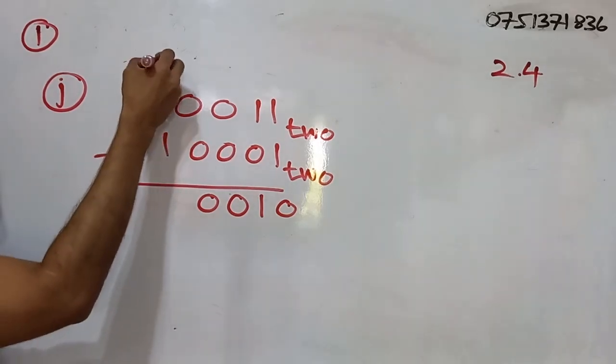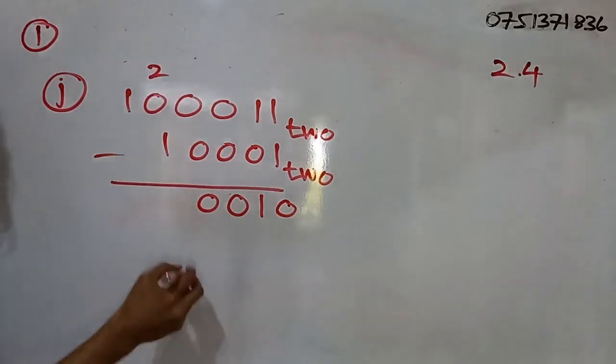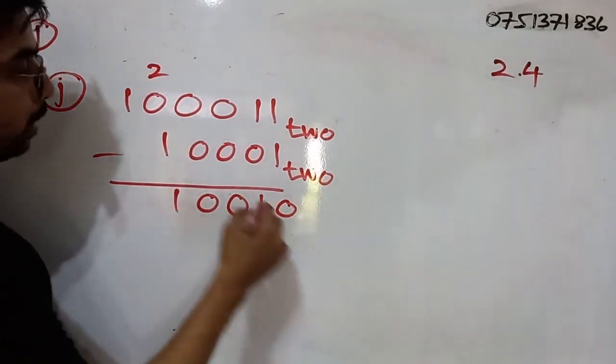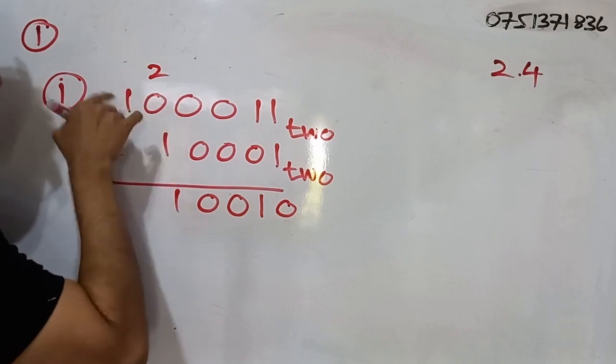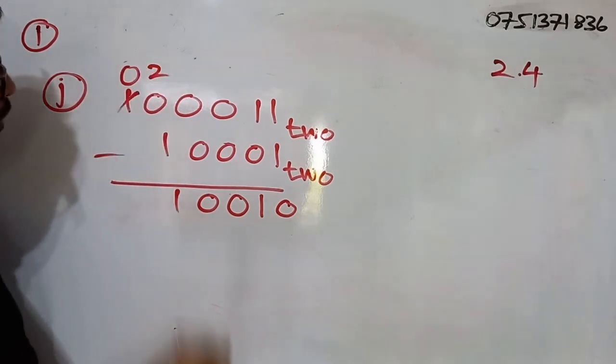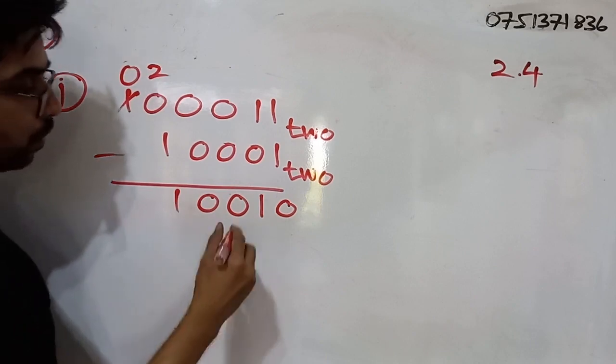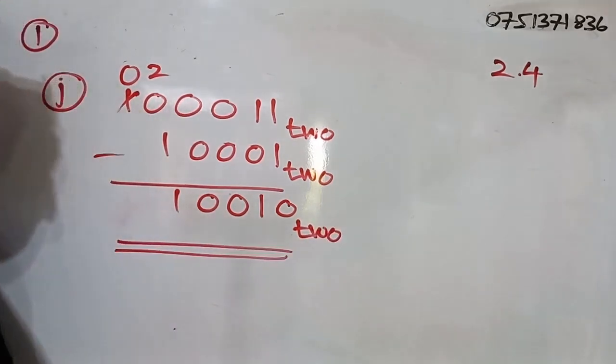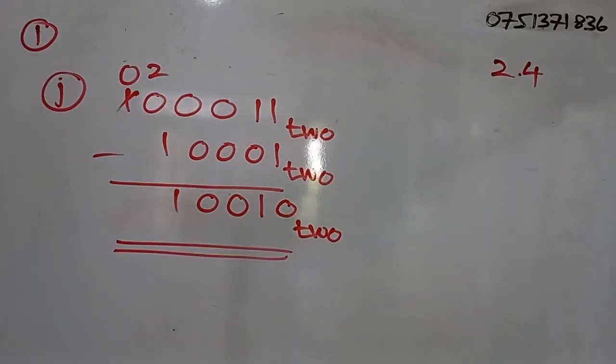So then this 0 becomes what? 2. 2 minus 1, we get a what? 1. Right? And after that, this one becomes what? 0. So 0 minus 0, that is 0. And finally, what's the answer? 1, 0, 0, 1, 0, base is 2.